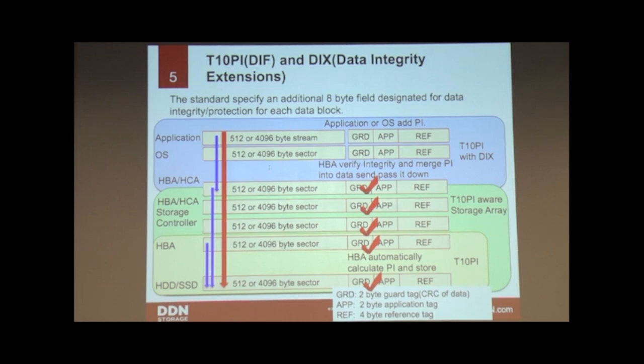So here, T10-PI is between the HBA and the disk, and DIX provides another data protection from the HBA to the application. So at the end, we have protection from the application and the operating system to the disk, with T10-PI and with DIX.